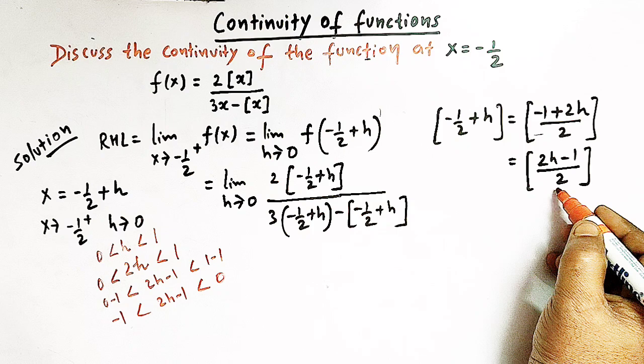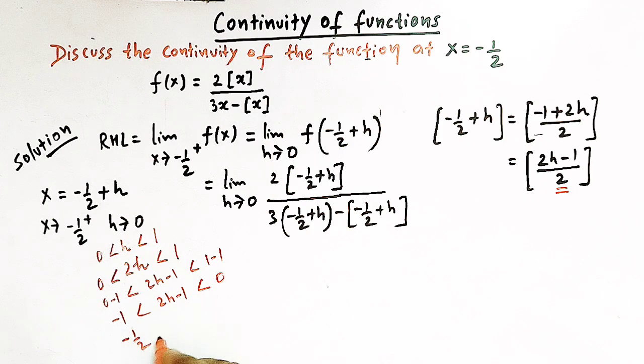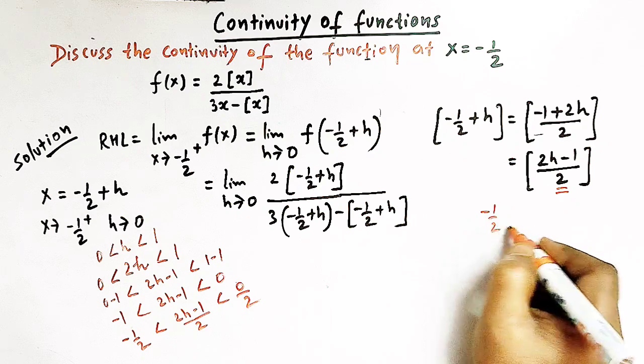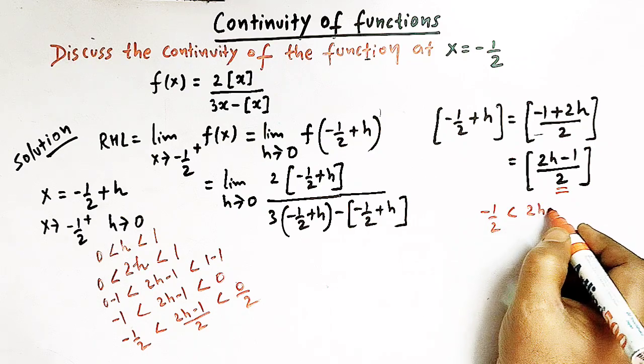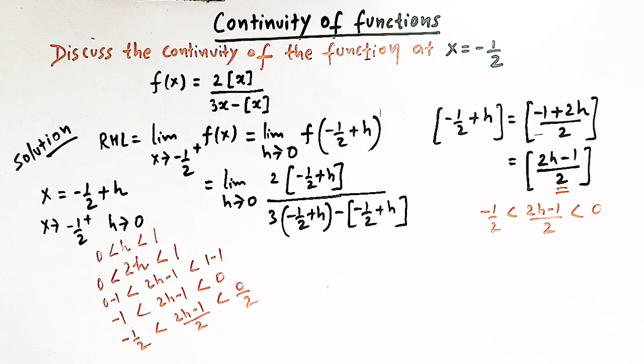And let us divide throughout by 2. We have minus half, then we have 2h minus 1 over 2, and here we have 0 over 2. So now we can write minus half, then 2h minus 1 over 2, and here we have 0.